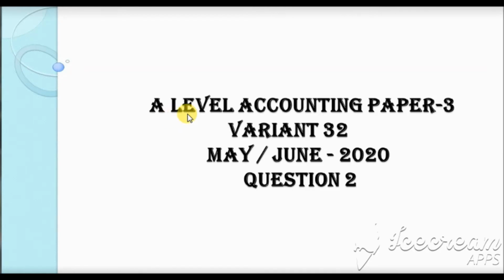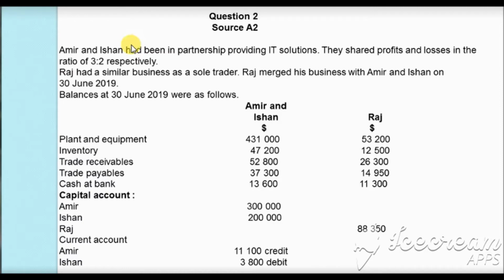In this video, we are going to do an A-level question from paper 3, variant 32, May-June 2020, question 2, based on merger of unincorporated businesses to form a partnership. The question states that Amir and Ishan have been in partnership providing IT solutions. They shared profit and losses in the ratio of 3:2 respectively.